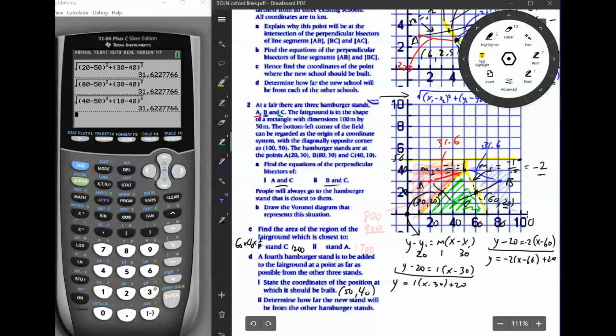So, what do you know? The green distance is also 31.6. They are all the same distance away from the new hamburger stand, and that's why it's the optimum position. They're trying to make it as far away as possible from all the hamburger stands individually, and that's the result. So that's it.